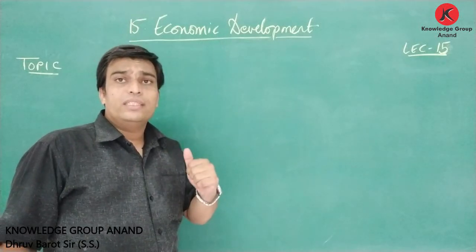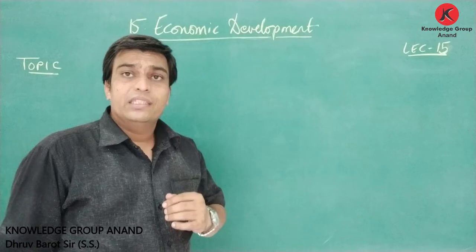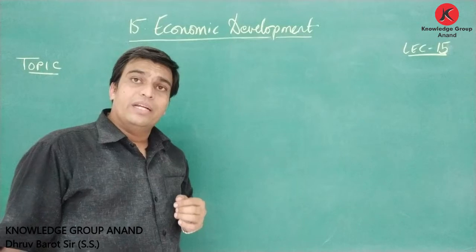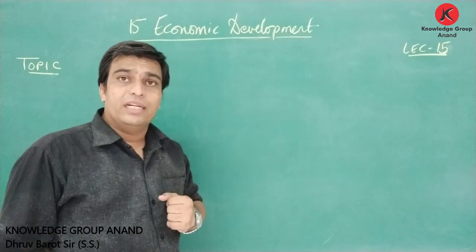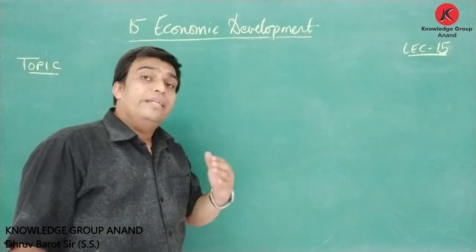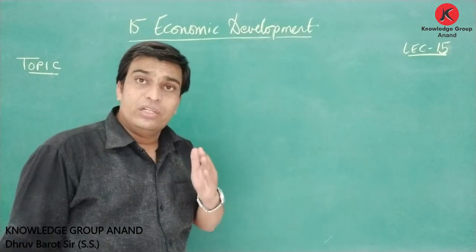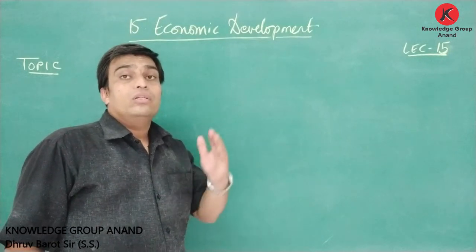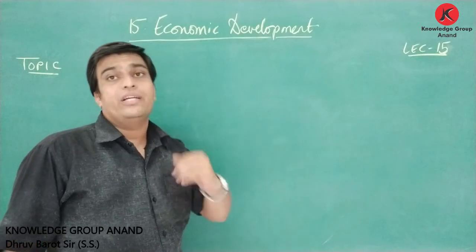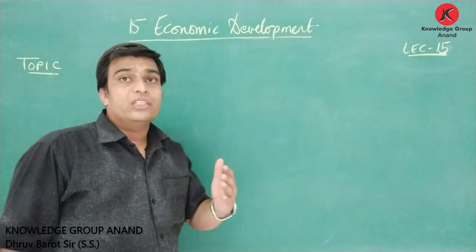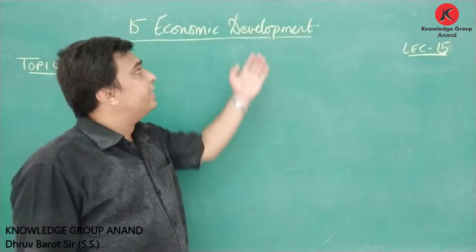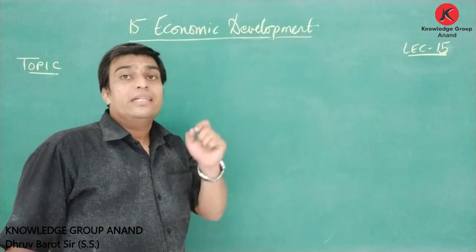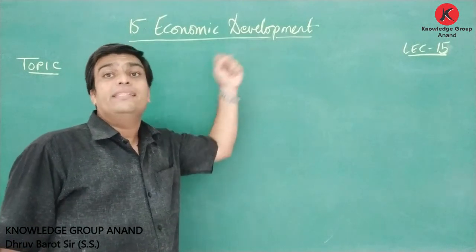Friends, we also discussed the three important indicators to measure economic development. First was the national income of the country, second was the per capita income of the country, and the third was standard of living. We discussed what is economic growth and what is economic development. We also discussed the difference between economic growth and economic development, and we clearly understood that each and every country aims at economic development, not economic growth, because economic growth is temporary while economic development is permanent.